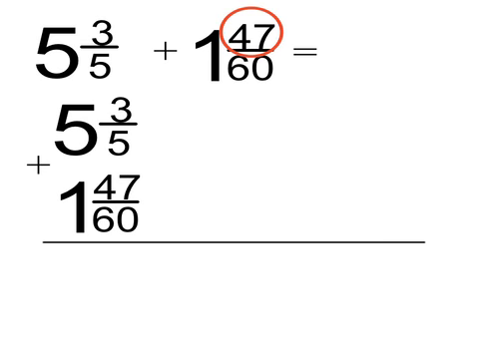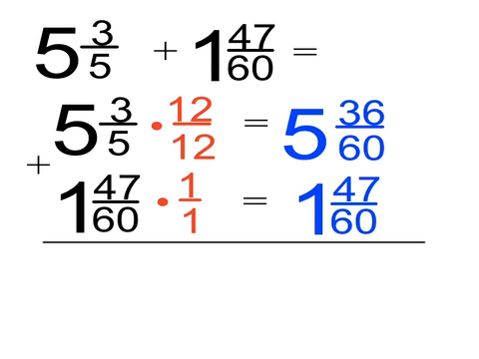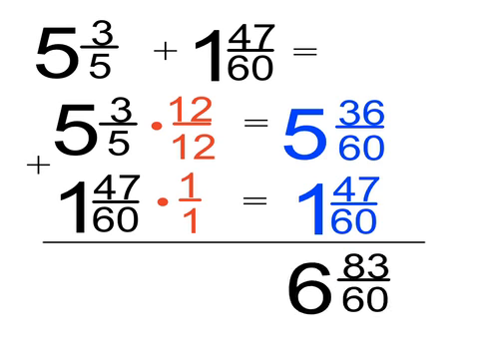Now we're going to have a similar problem. Instead of 1 and 7/60ths, we now have 1 and 47/60ths. So we have 5 and 3/5 plus 1 and 47/60ths. We convert again, and now on the top we still have 5 and 36/60ths, but on the bottom we have 1 and 47/60ths. We add 36 and 47, and we get 83/60ths.